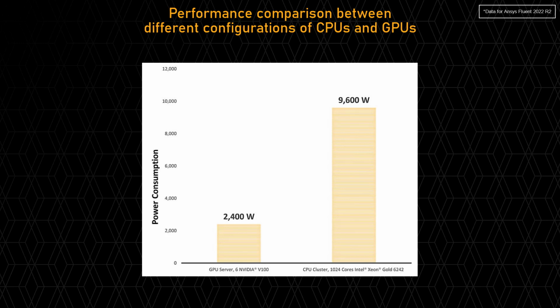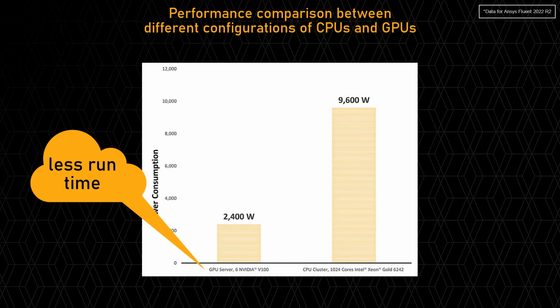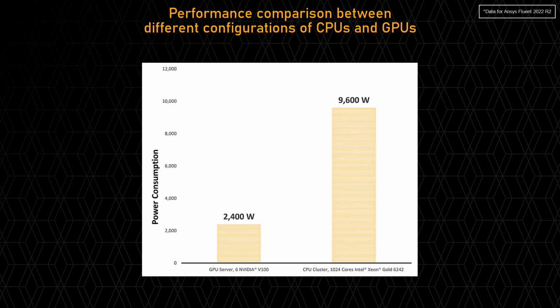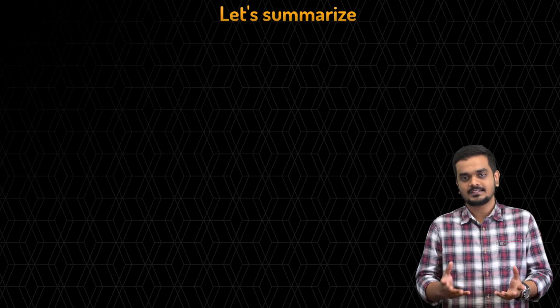A chart comparing the power consumption of both approaches shows that GPUs consume significantly less power than CPUs, primarily because they solve faster and hence run for a shorter amount of time. In this particular case, the power consumption of the GPU server was almost 4 times lower than an equivalent CPU cluster. This lower power consumption results in lower simulation costs for GPUs, making native GPU solver an economical and faster solution for industries. Let's summarize the video.